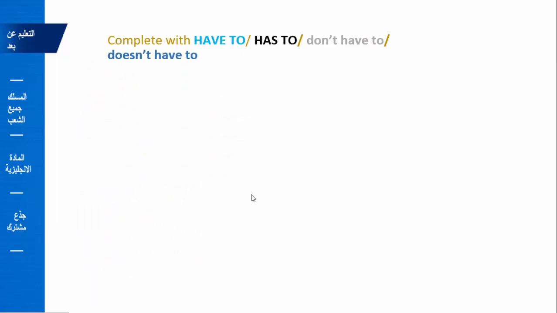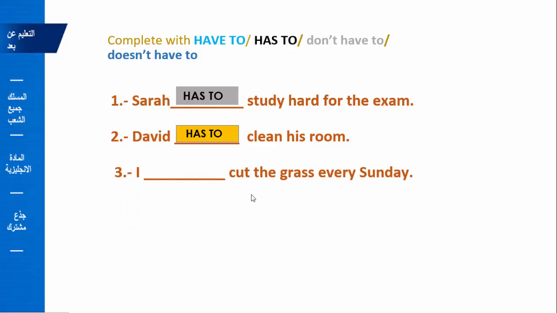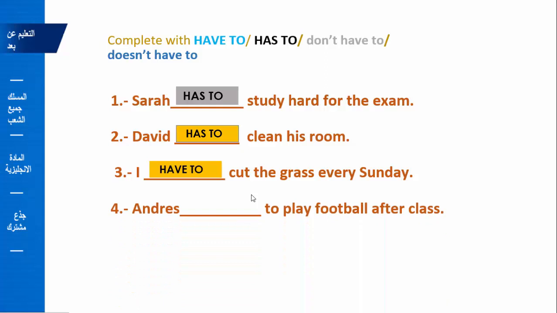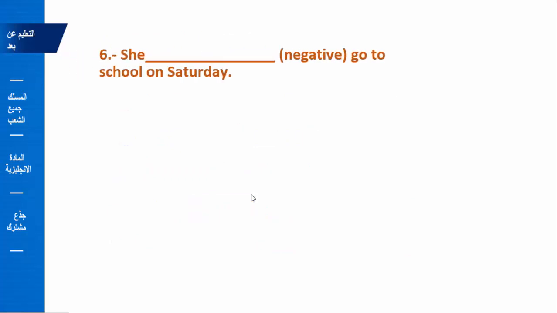Complete with have to, has to, don't have to, or doesn't have to. Okay, so Sarah has to study hard for the exam. Has, because Sarah is singular, or she. David clean his room. Of course, David has to clean his room. I cut the grass every Sunday. I have to cut the grass every Sunday. 4. Andres to play football after class. Has to play football after class. You make your bed every day. You have to make your bed every day. As you can see, with I and you, we use have. With names or he, she, it, we use has.